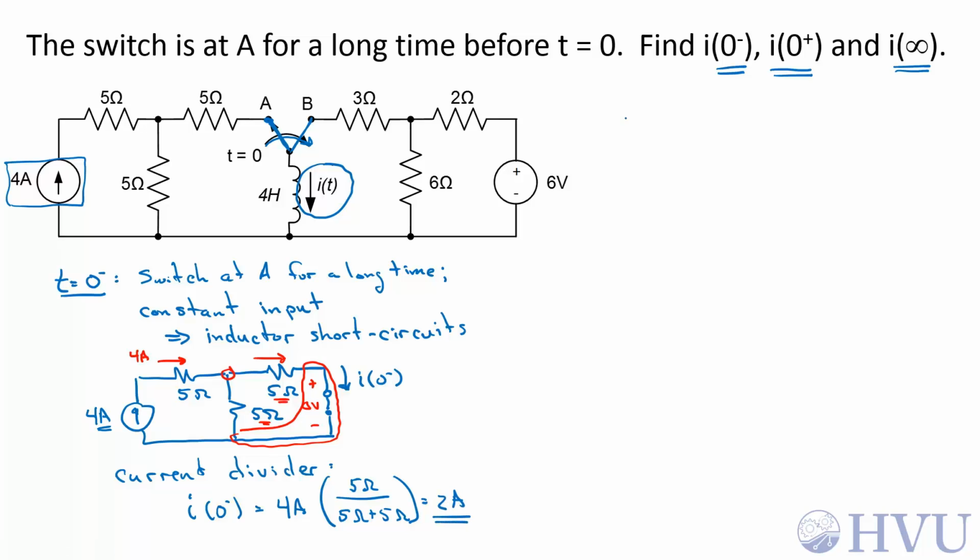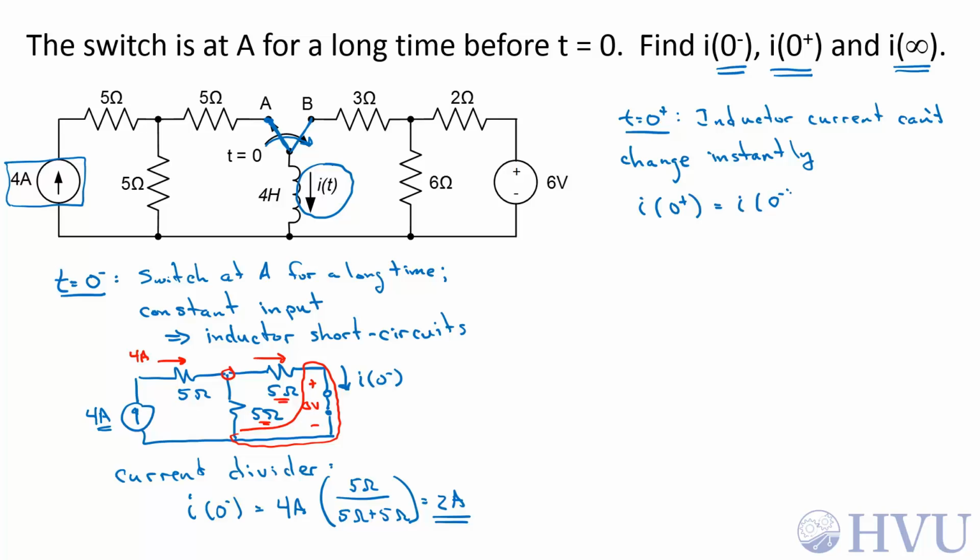Now let's find I at t equals 0 plus. Inductors can't change their current instantaneously. That means that the current at t equals 0 plus has to be the same as the current at t equals 0 minus. Those two times are infinitesimally small apart. So using the result from the previous step, that becomes 2 amps.